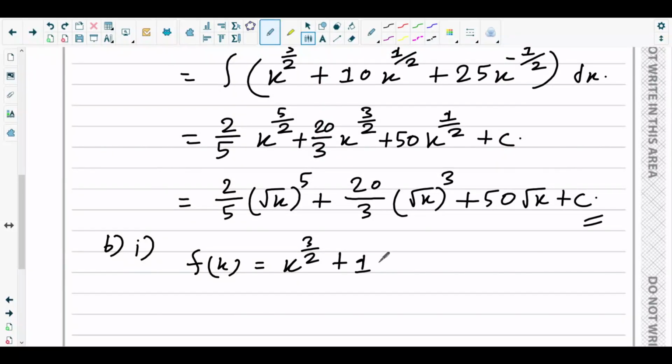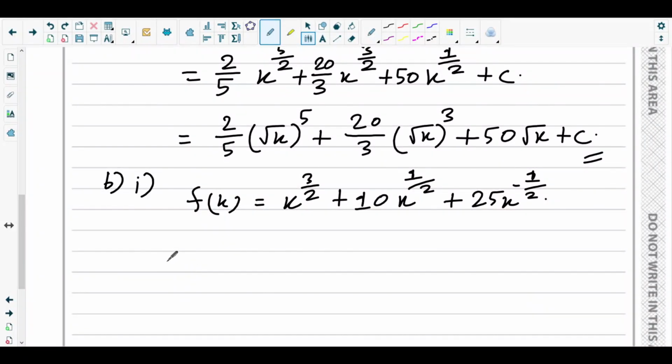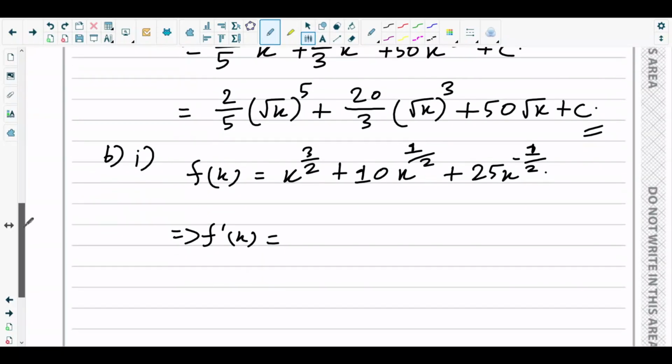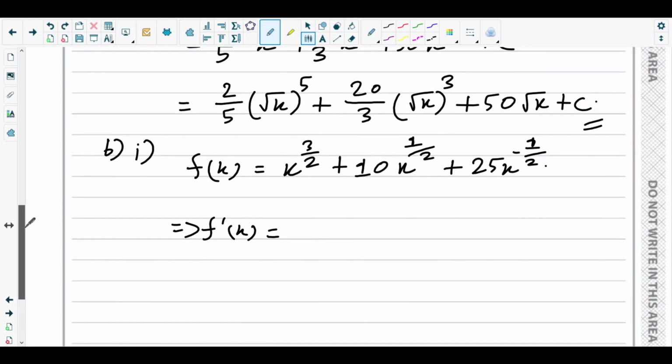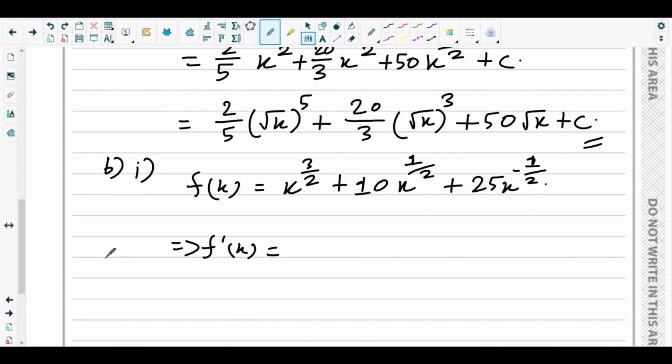The powers of the variable visible. So 10x to the power half plus 25x to the power negative half. That's what we got in the integral in part A. So now f dash x would be what? Earlier we integrated, now we need to differentiate. So in differentiation, what do we do?